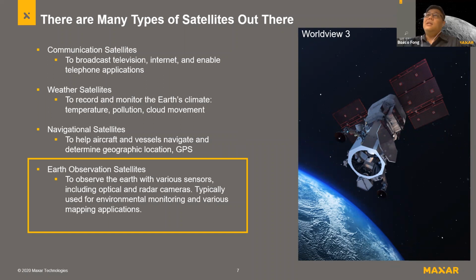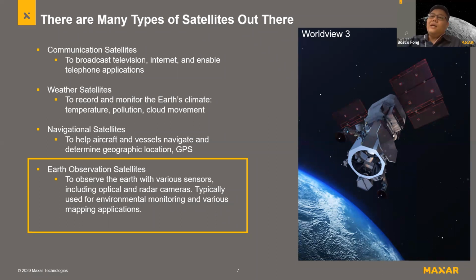The next one is the navigation satellite. For example, when we use the GPS service, you are getting the signal from the GPS satellite. The navigation satellite provides you navigation and also geographic location. For example, when you are driving a car and using the GPS, this is under the navigation satellite.